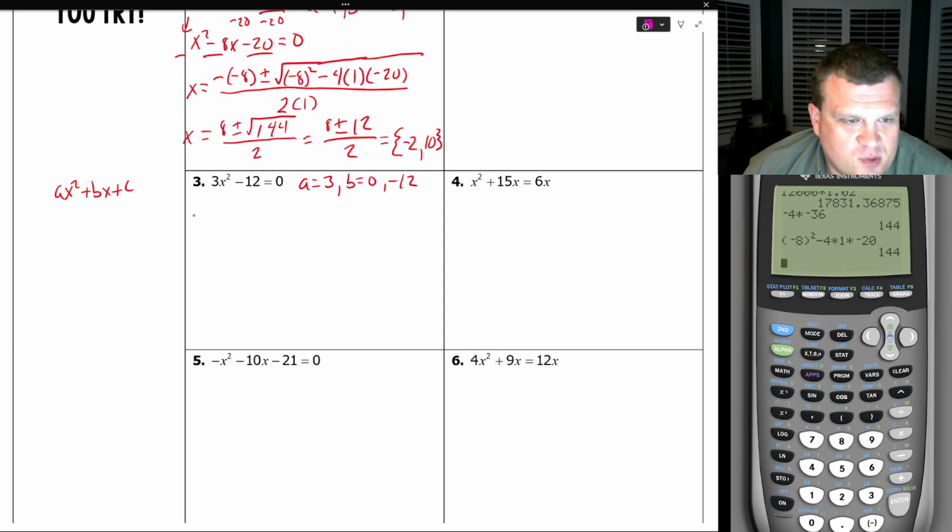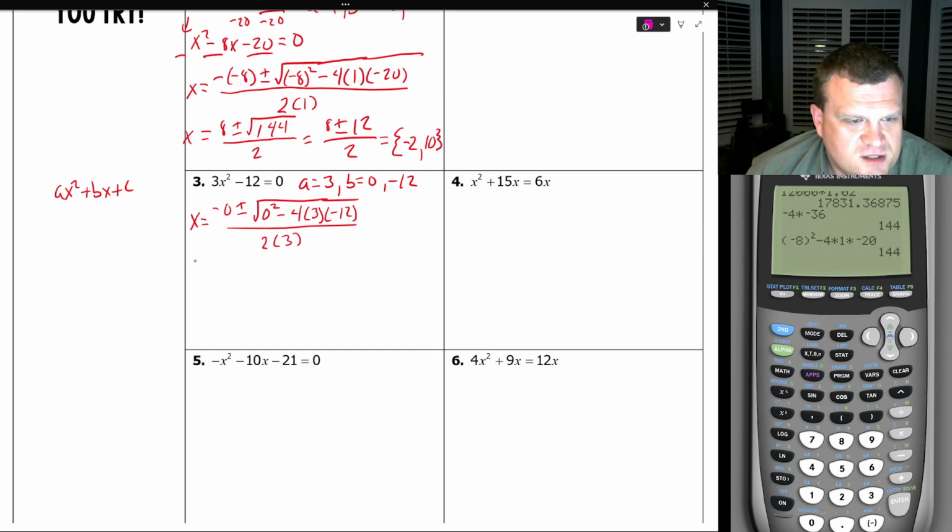Okay? So we would say x equals opposite b, which is 0, plus or minus the square root of b squared minus 4 times a, which is 3, times c, which is -12, all over 2 times a, which is 3.